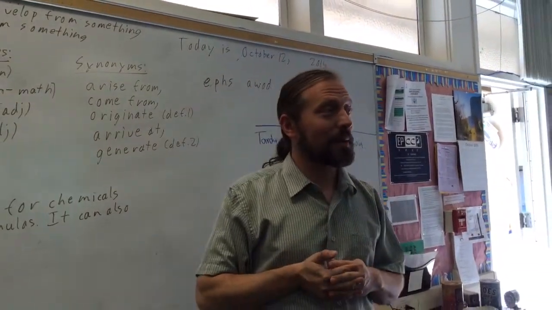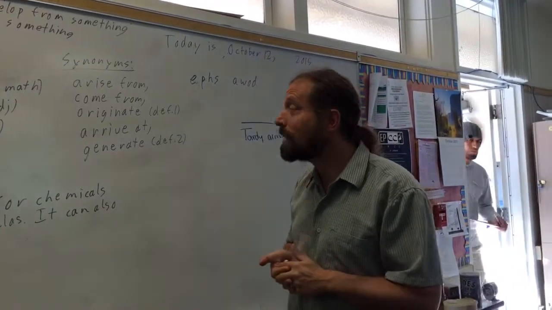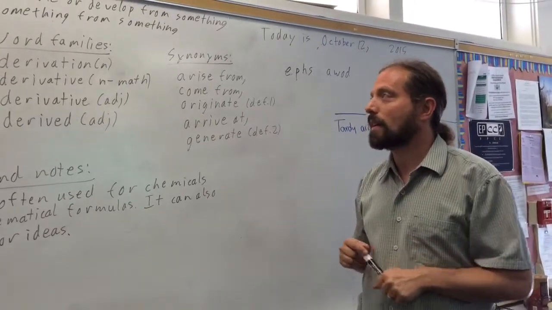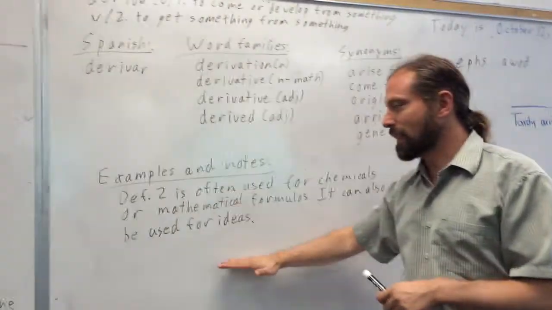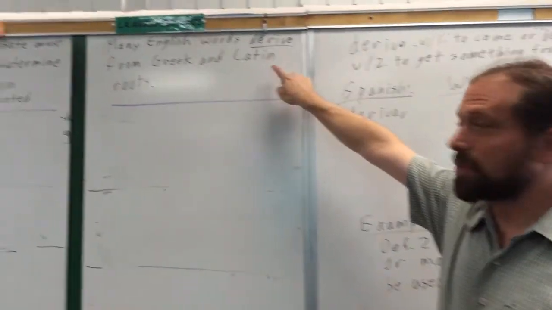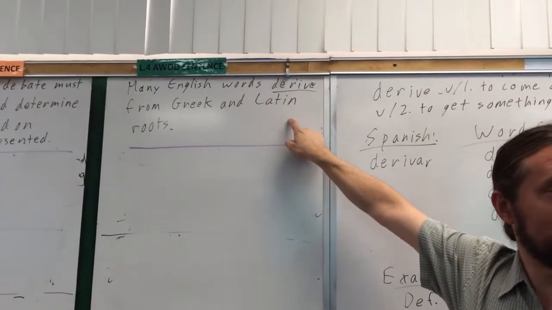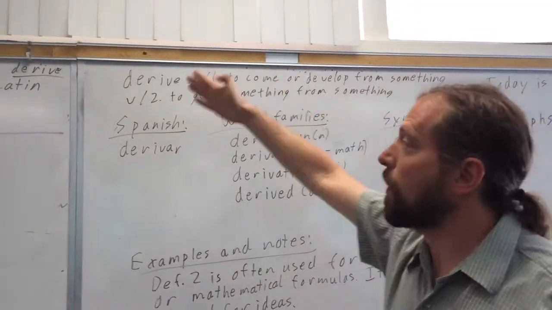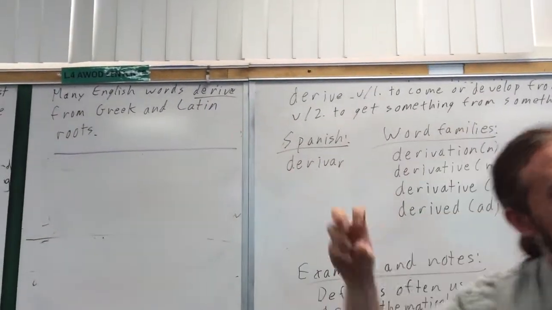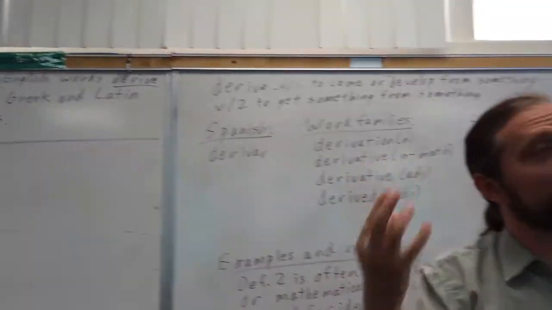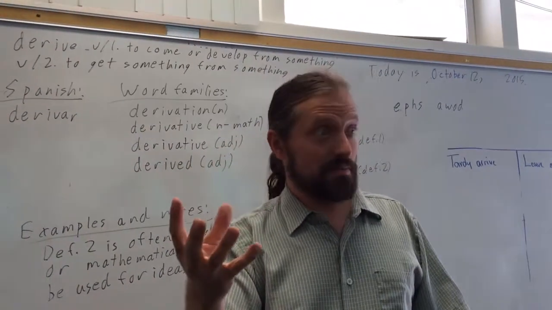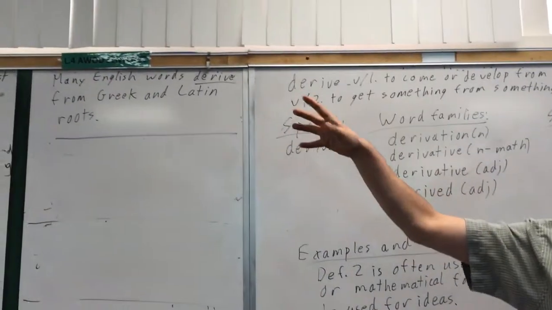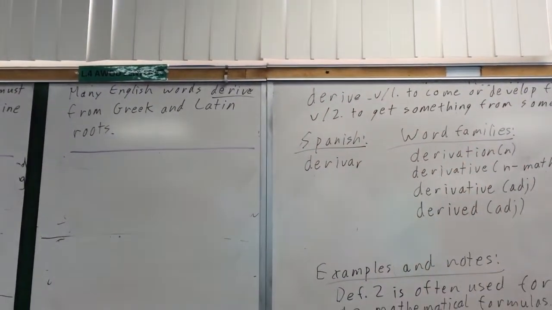We're here to talk about the word derive, which is a verb. It has two meanings. It means to come from or develop from something. For a sentence, we could say, many English words derive from Greek and Latin roots. So what does that mean? That means come from. It started with a Greek and Latin root, and then that turned into our word. The origin, the beginning of our word, is Greek and Latin roots. So derived from means come from, an origin, something where something comes from.